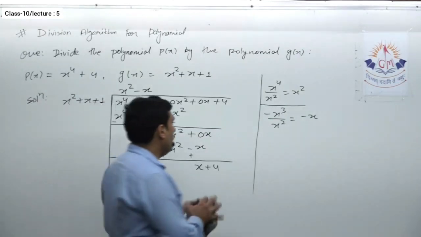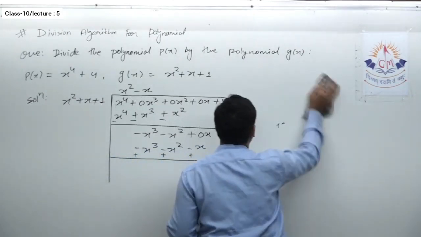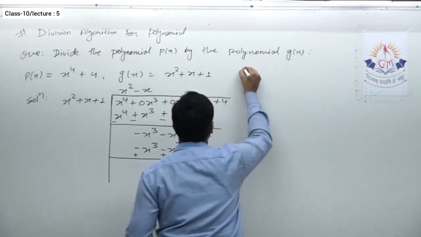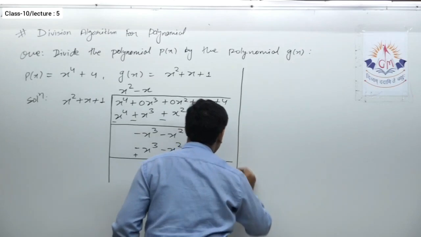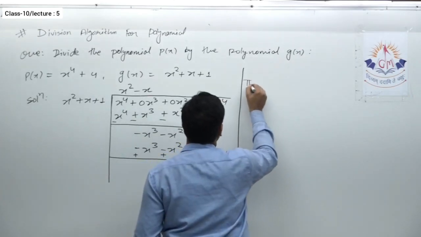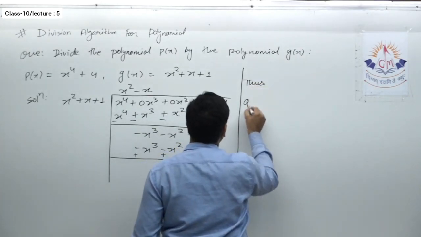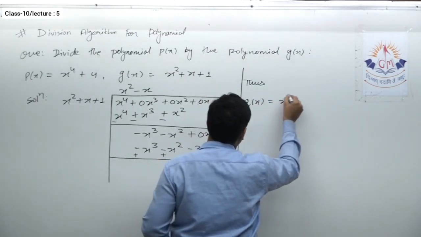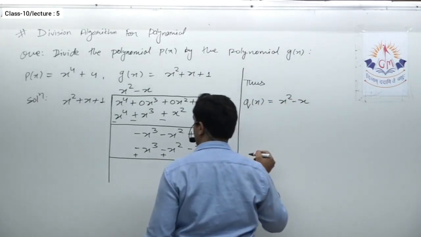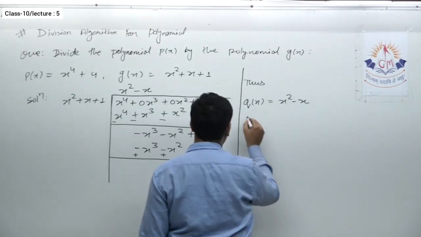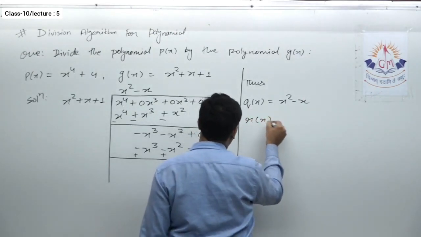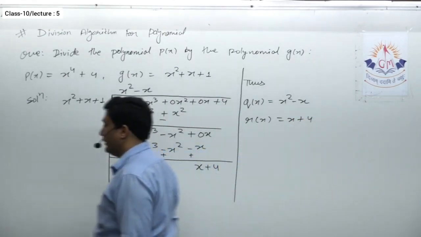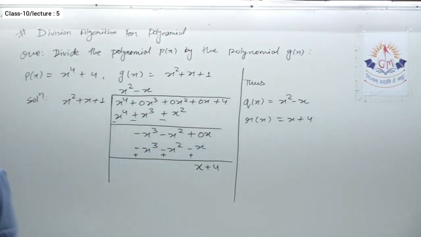I just have to include two more pieces of information. First I write what is the quotient polynomial, and then I write whatever is the remainder polynomial. So q(x) is equal to x square minus x, and r(x) is equal to x plus 4. Okay, so this is the final answer. Please note it down.